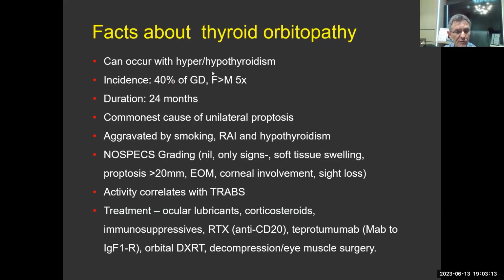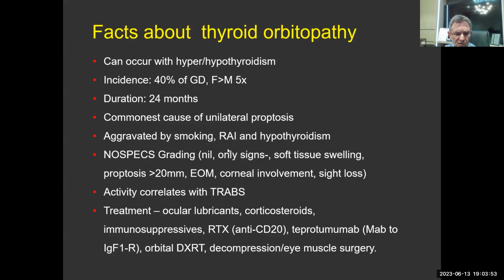Now, the important facts about thyroid orbitopathy, as I said, it can occur in both hyper and hypothyroidism. It occurs much more commonly in women, approximately 40% of Graves' disease. It can last quite a long time, 2 to 3 years, although it often appears as a unilateral proptosis. Bilateral disease is most common, and things that really aggravate the thyroid orbitopathy that you need to know are hypothyroidism, radioactive iodine, and smoking. So if the patient's a smoker or is going to receive radioactive iodine, you need to be very careful that you don't cause an orbitopathy.